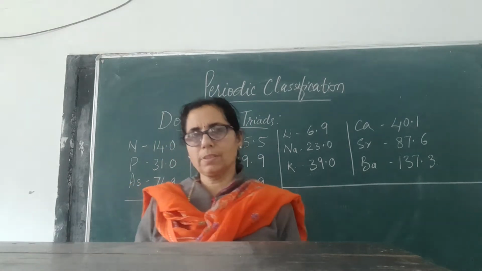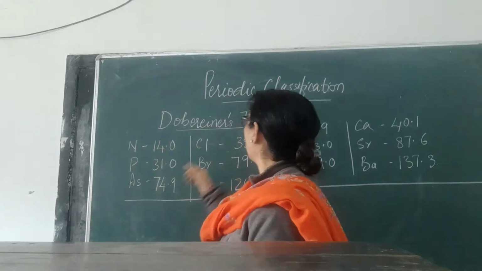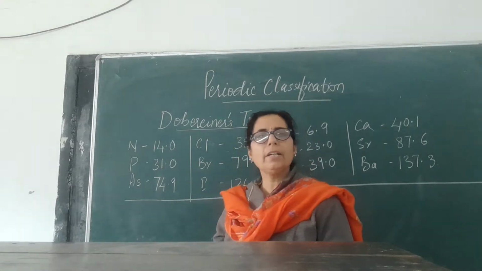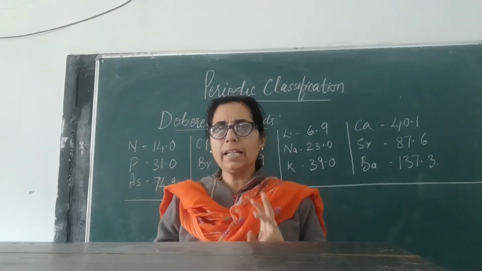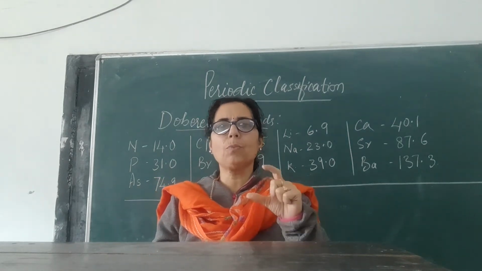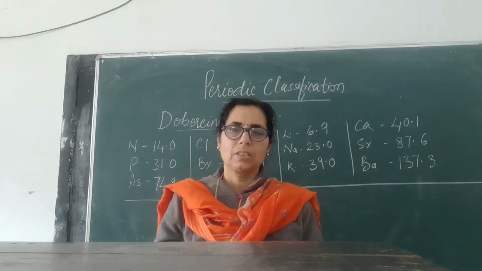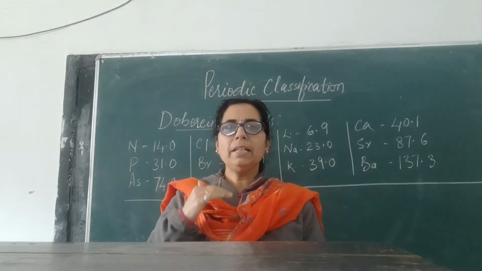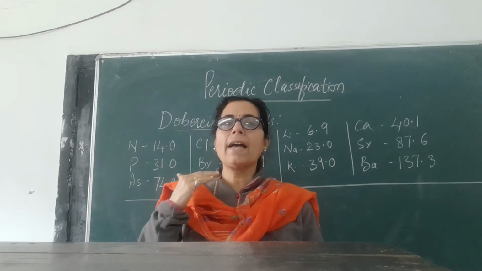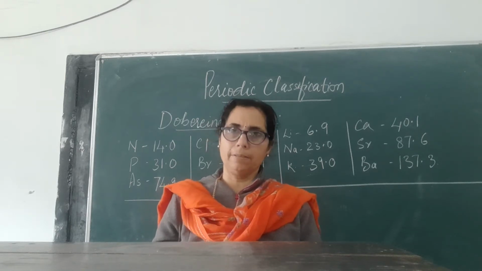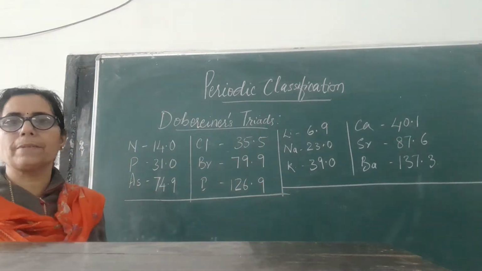Under this process, the first attempt was made by Döbereiner. His theory was known as Döbereiner's triad. According to his theory, he made a group of three elements, that is three elements in one group. He arranged these elements on the basis of their atomic masses, and he said that the middle element has the atomic mass equal to the average of the first and the third element. He was able to make four such groups.